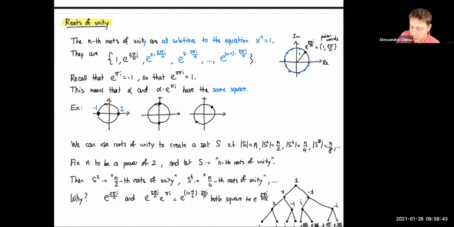Great. How about these 2 points? They also have the same square. Who are they? i and minus i, correct, right? So we have i on the imaginary line and minus i reflected on the other side. Okay. So how about this one over here?